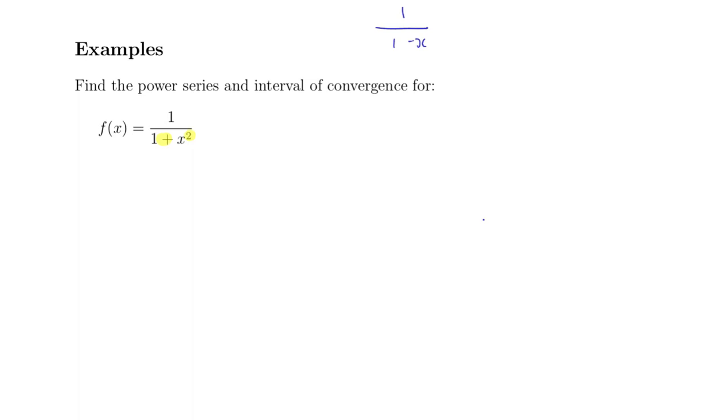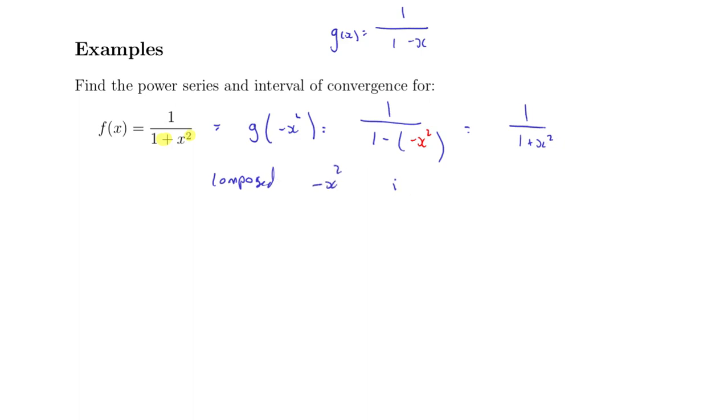All right, let's do it. What you'll probably notice is that if we call this thing g of x, then this is really g of negative x squared, right? Because then it's 1 over 1 minus negative x squared. That's going to give us our 1 over 1 plus x squared. So what we've done is we composed negative x squared into 1 over 1 minus x. So let's compose negative x squared into the power series for 1 over 1 minus x.